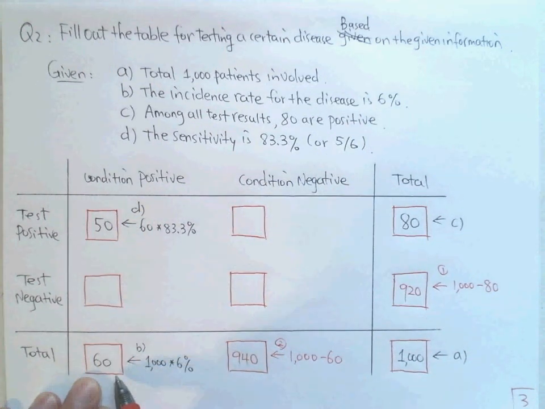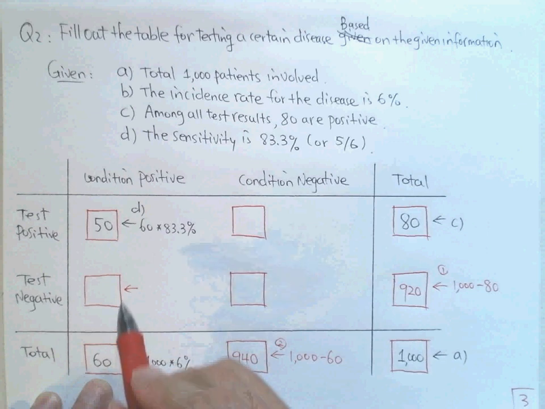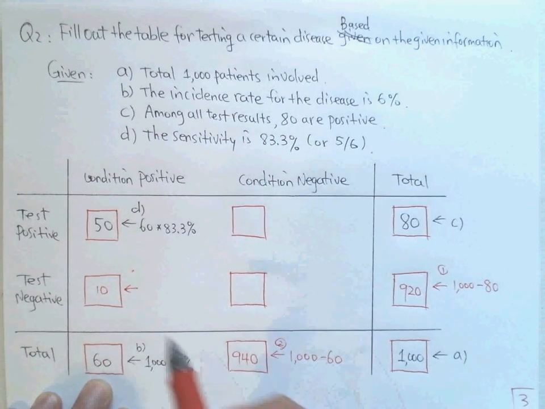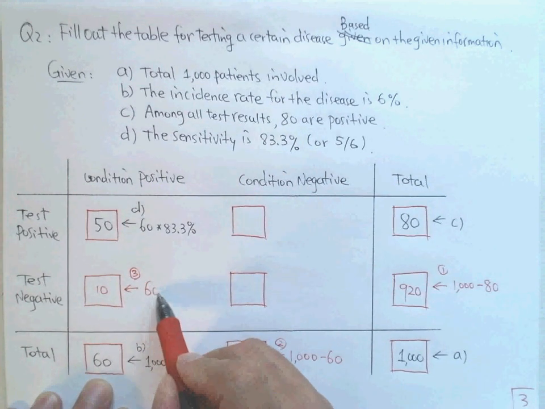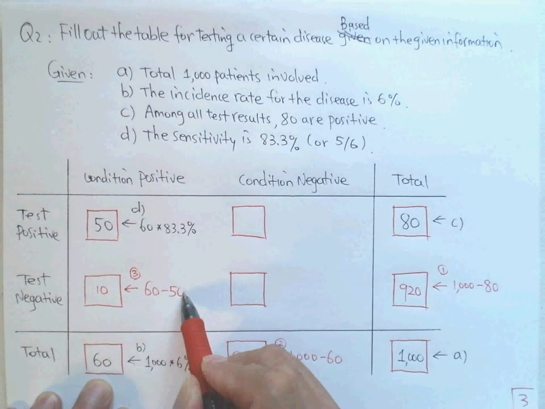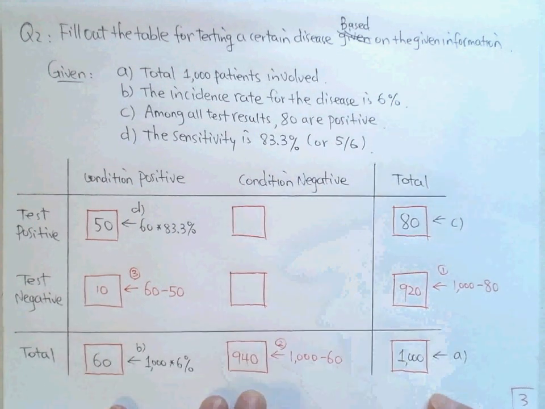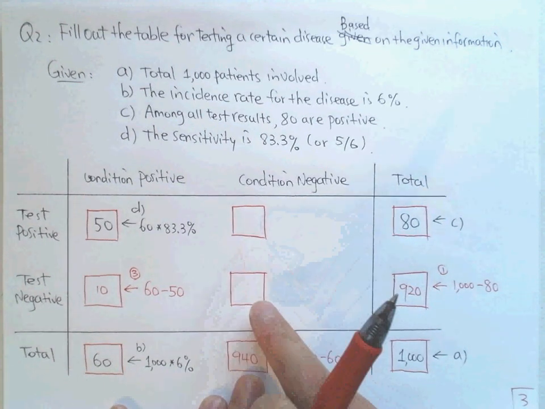And then I will move to this one. Okay, it's the same no matter which. I move to this one. How to? 50 plus this box is the total. So this is how many? It is 10. Okay, that's 10. So this is the third step. The third step I move here. Why? Because 60 in total minus 50, so we have 10 wrong. Okay, this is the false negative.